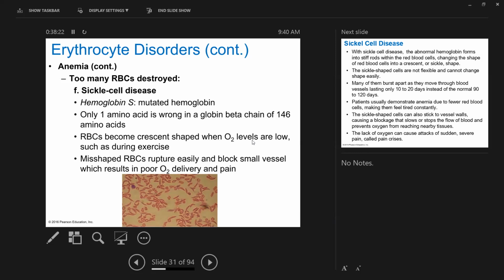I wonder if, because they're shaped like that, they have more difficulty getting through the capillaries. Do they break down sooner than a normal cell?